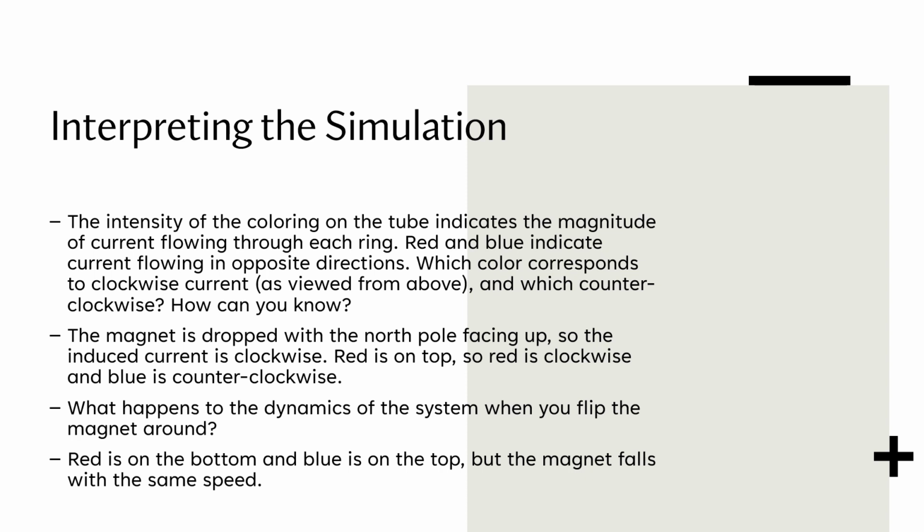When you flip the magnet around, red is on the bottom and blue is on the top, but the magnet falls with the same speed because it's the same pushing force. When you flip everything around, it sort of ends up with the same result.